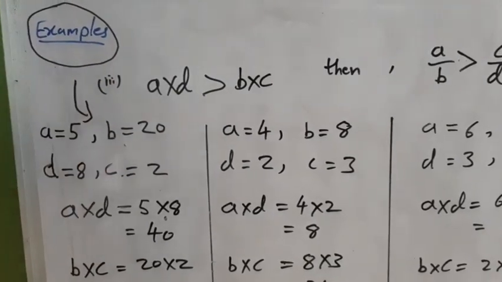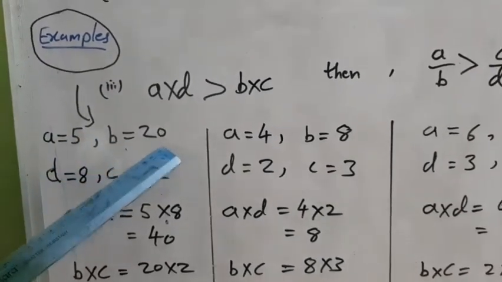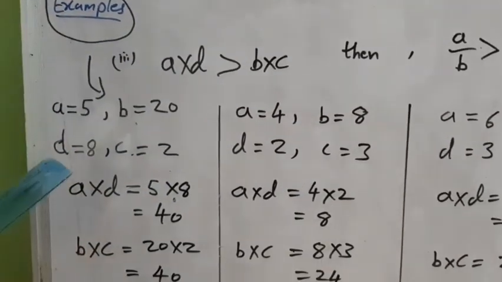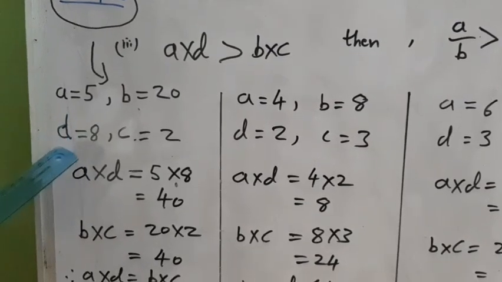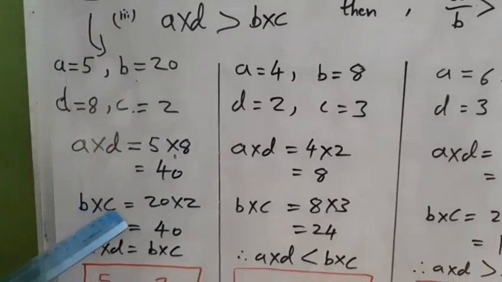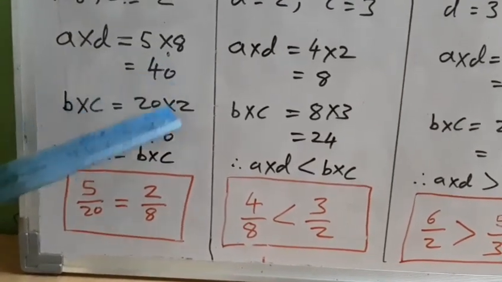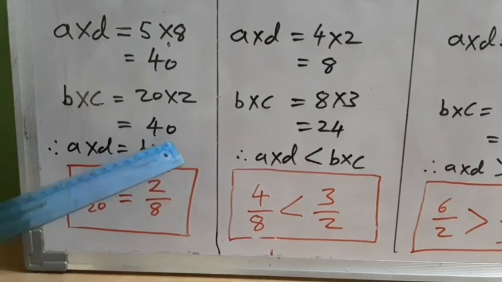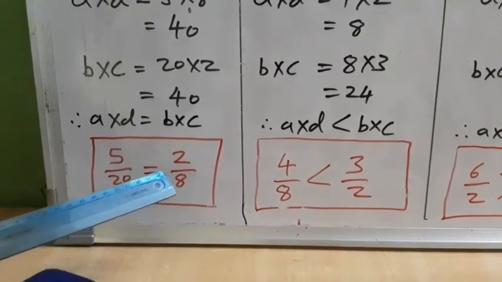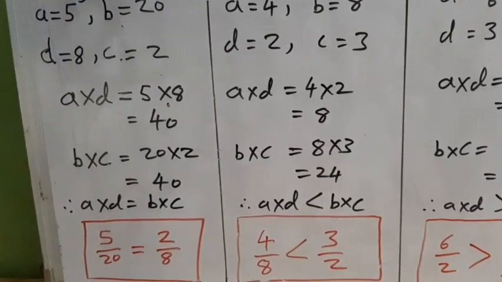See what is given here. A equal to 5 and B equal to 20, C equal to 2 and D equal to 8. Apply the condition. Multiplication of the end terms, A into D, is 5 into 8, 40. Multiplication of the middle terms, B into C, is 20 into 2, 40. Yes, you got 40, 40 on both sides. A into D equals B into C. Therefore, 5 upon 20 is equal to 2 upon 8. Here we justified the first condition with the example.